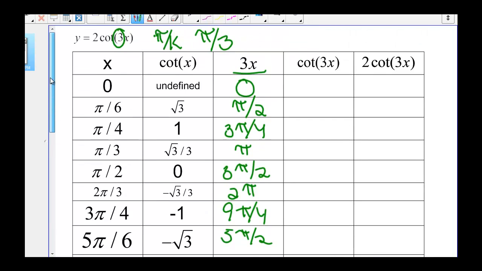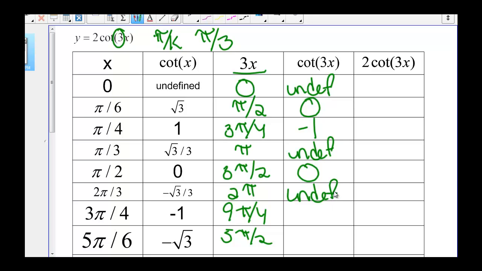Then we take each of those values we just got and find the cotangent. Cotangent of 0 is undefined. Cotangent of pi over 2 is 0. Cotangent of 3 pi over 4 is negative 1. Cotangent of pi is undefined. Cotangent of 3 pi over 2 is the same as cotangent of pi over 2, which is 0. Cotangent of 2 pi equals cotangent of pi, which is undefined. Cotangent of 9 pi over 4 is the same as cotangent of pi over 4, which is 1.